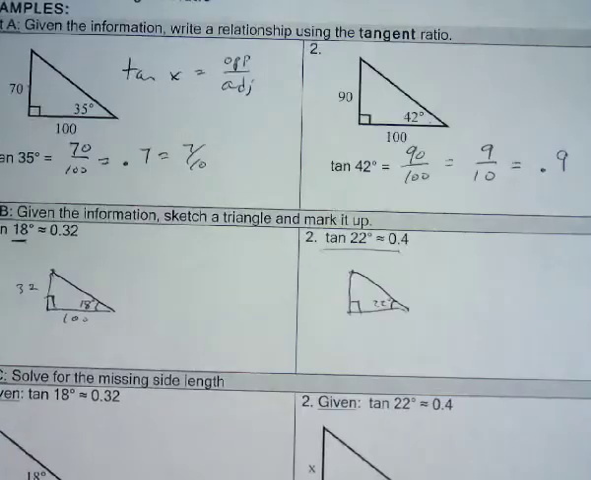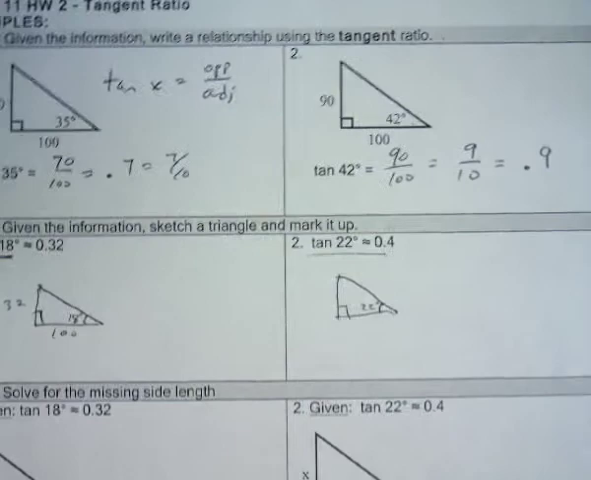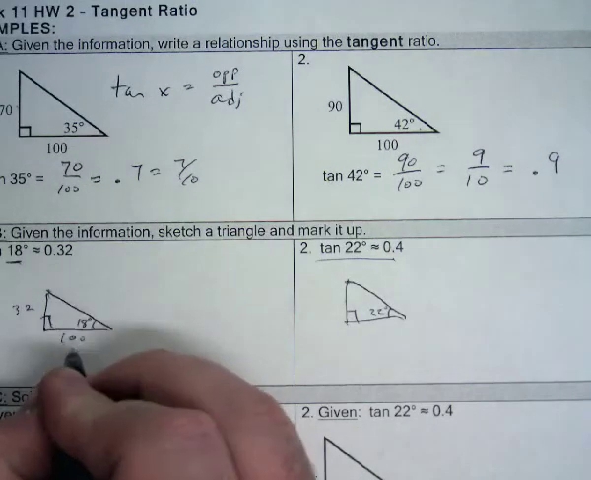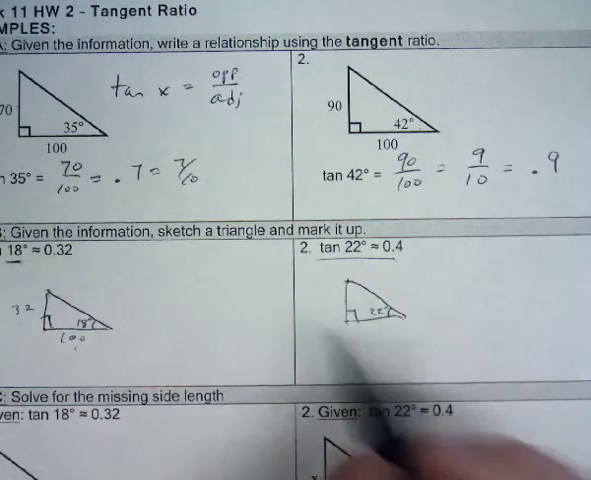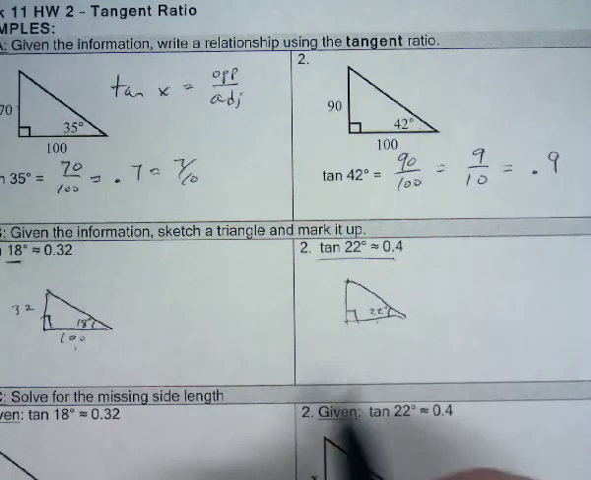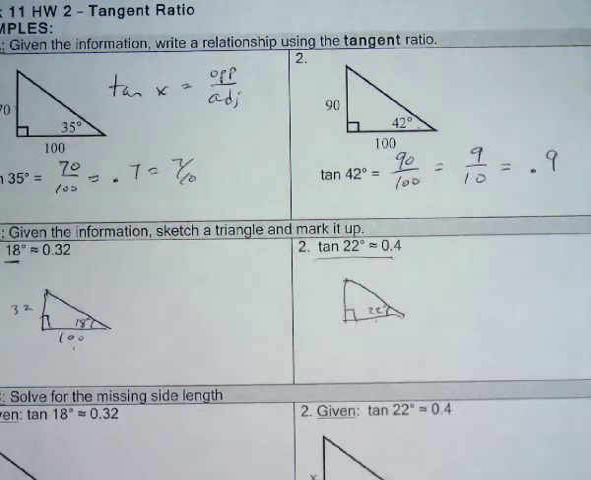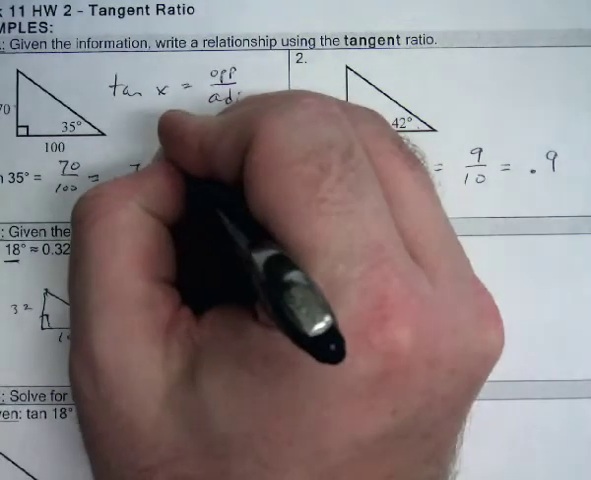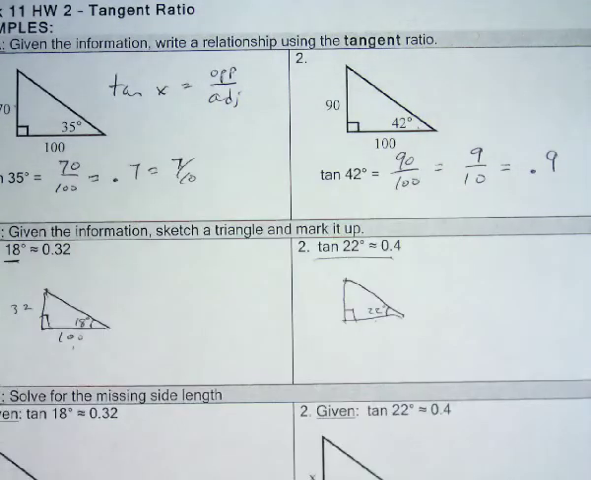If you could not see what was going on previously, take a moment, copy that down. This is 32, this is 100, this is 22 degrees, 90 over 100, 7 over 10, well, it's kind of like a 3 over 10, but it's 7.